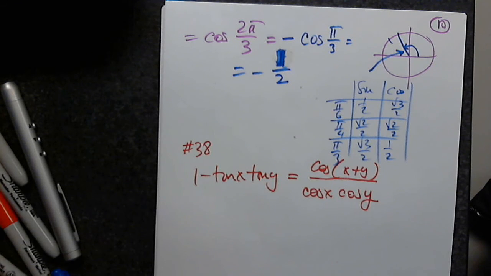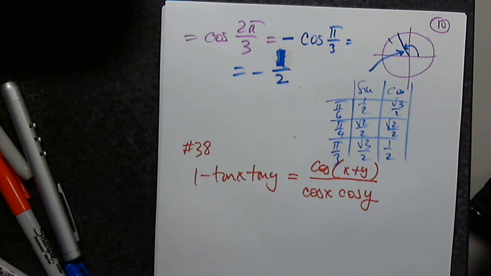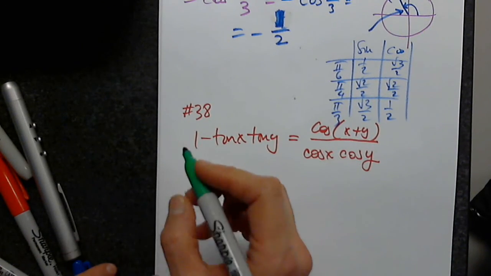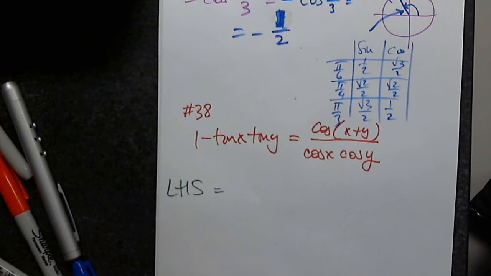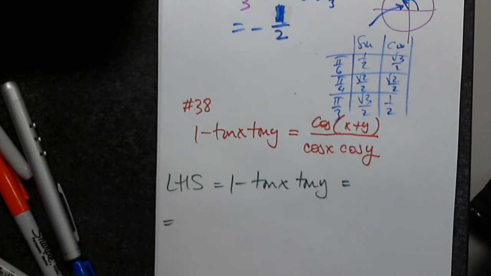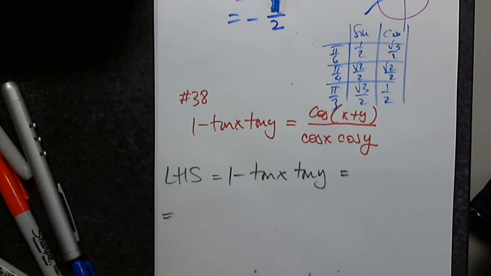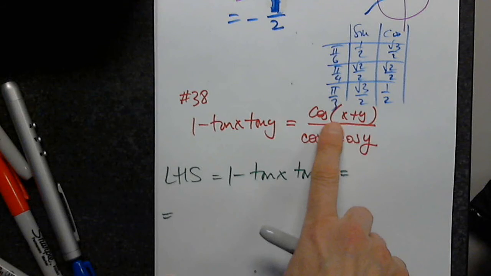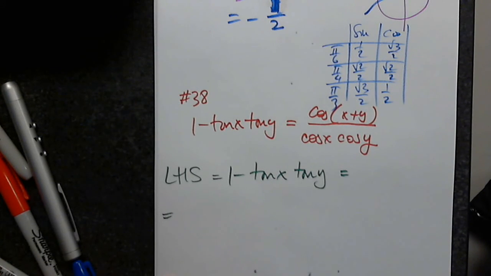So which side will I start with? Left side. If I start with the left side, yeah, you know what? Let's start with the left side. I would have started with the right, but I want to start with the left now because it's pretty much the same. Okay. So 1 minus tangent x tangent y. I think that if we had started from the right, it would have been easier, but it's the same thing. So I agree with the left-hand side.